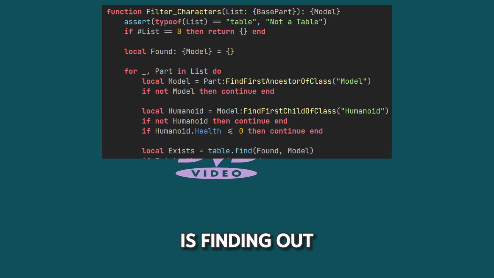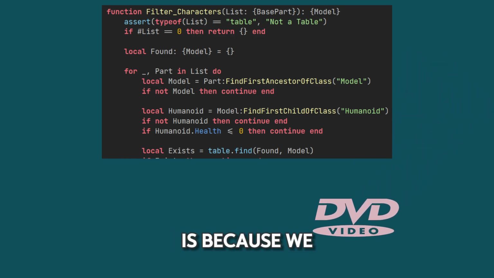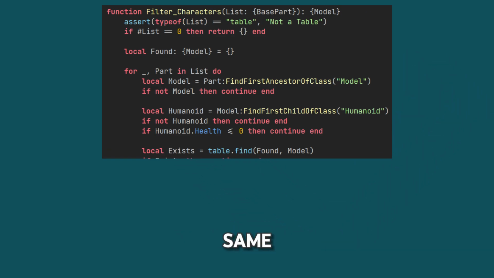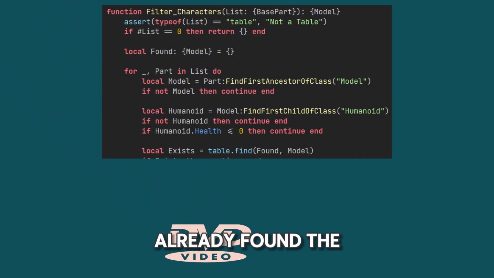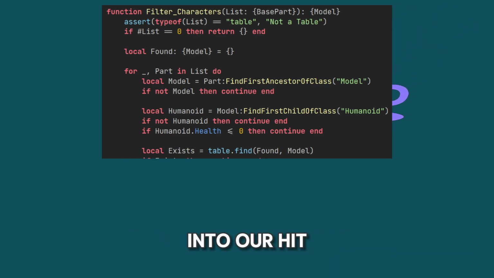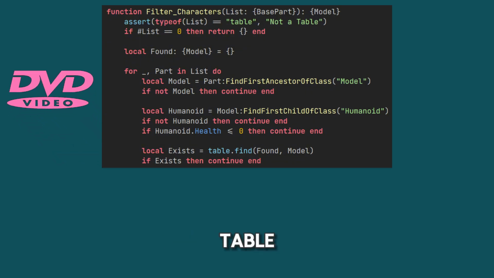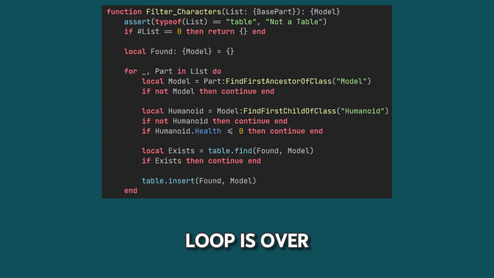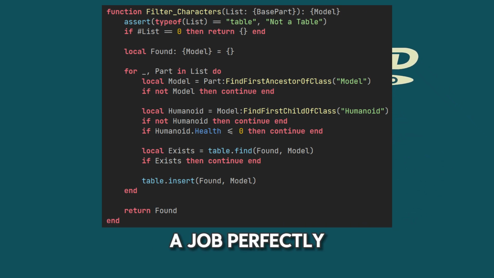Our last check is finding out if we have already added the character into our list. The reason we do this is because we can hit multiple parts of the same character at the same time. So, to prevent adding duplicates, if we have already found the character from a part we checked previously, we obviously don't want to add them into our hit list again, because that'd be dumb. Then, if it doesn't find it already in the table, we can then just add it. And after our loop is over, we can return our list of found enemies. It's a very simple loop, but it does the job perfectly.